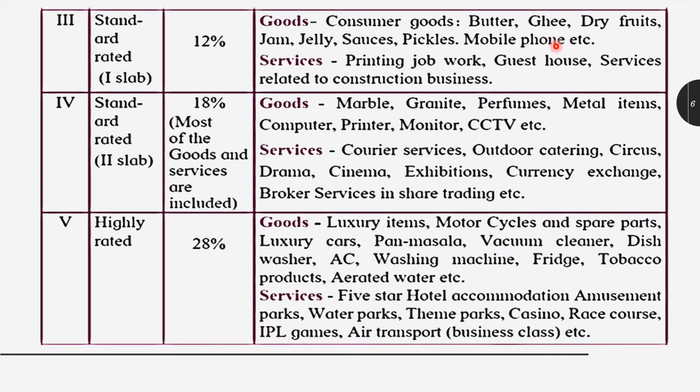Next comes the standard rated second slab, which is 18% GST. Now in this 18% category, most of the goods and services are included. Other than essential ones, the majority of the goods and services are in standard rated slab 2. So in that, let's see, marble, granite, perfumes, metal items, computer, printer, monitor, CCTV, etc. come under the standard rated goods. And in services you have courier services, outdoor catering, circus, drama, cinema, exhibitions, currency exchange, broker services in share trading, etc.